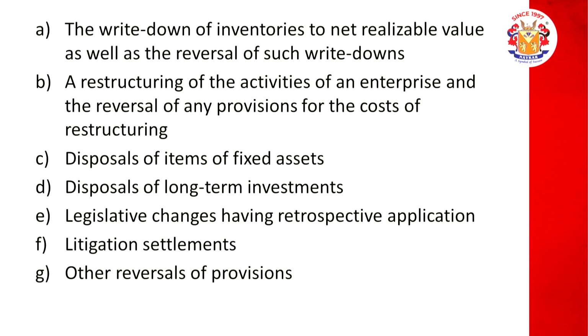B, a restructuring of the activities of an enterprise and reversal of any provisions for the cost of restructuring. If there is a major restructuring, it does not mean it's an extraordinary activity. It is an ordinary activity, because you are just restructuring the ordinary activities of the enterprise. If you are making or reversing any provision for that, these are all exceptional items. See, disposal of items of fixed asset, disposal of long-term investment. All these disposals are exceptional items. They might result in profit or loss, but they are exceptional because they do not occur frequently and are not a part of the day-to-day business activities.